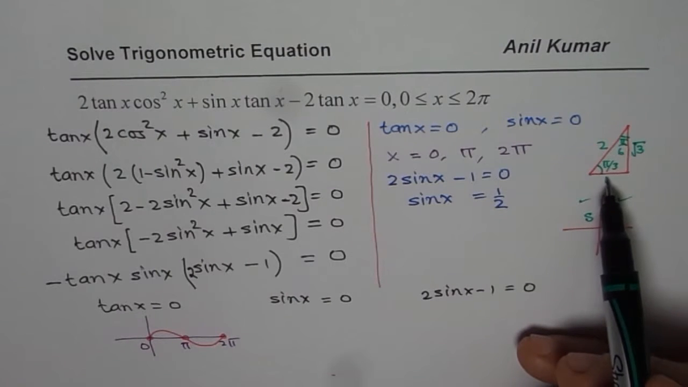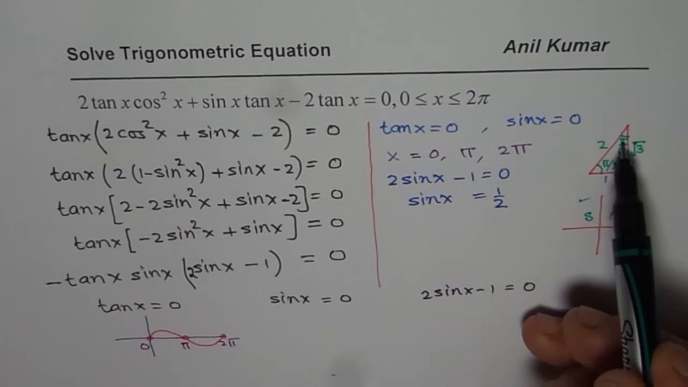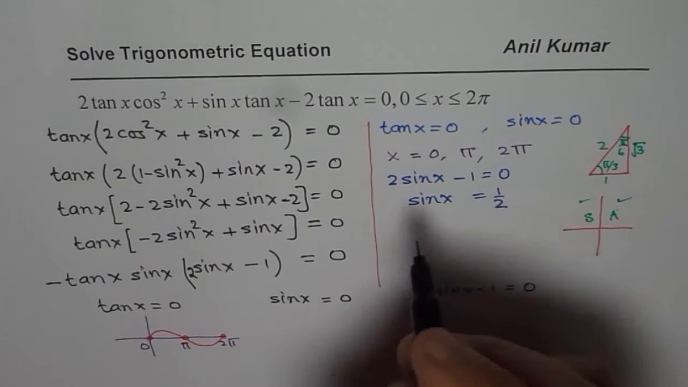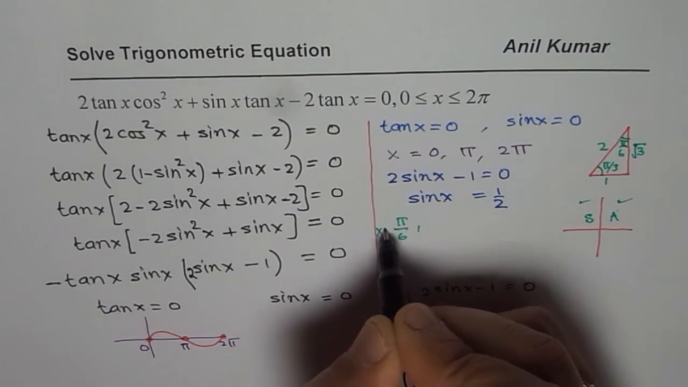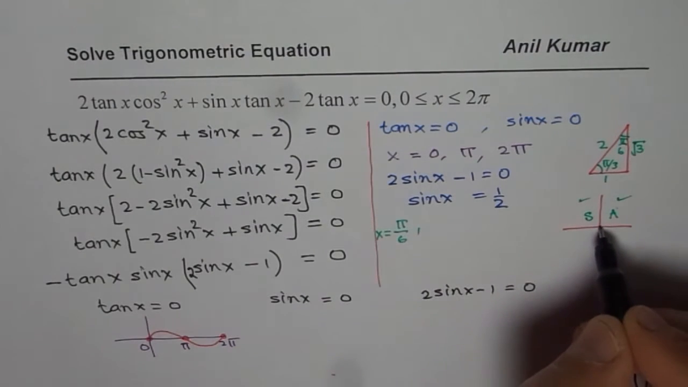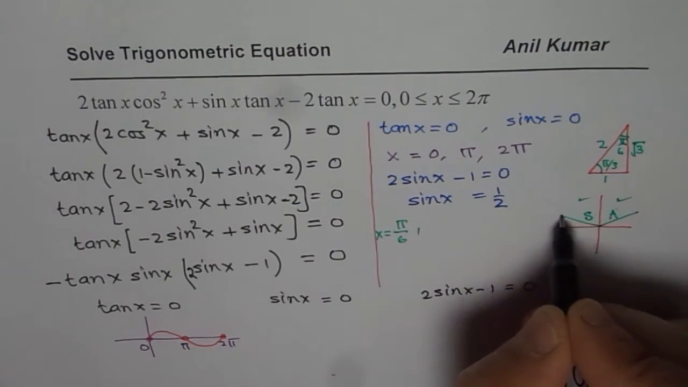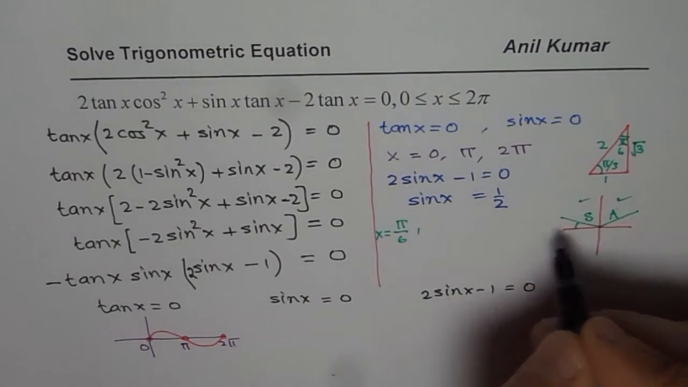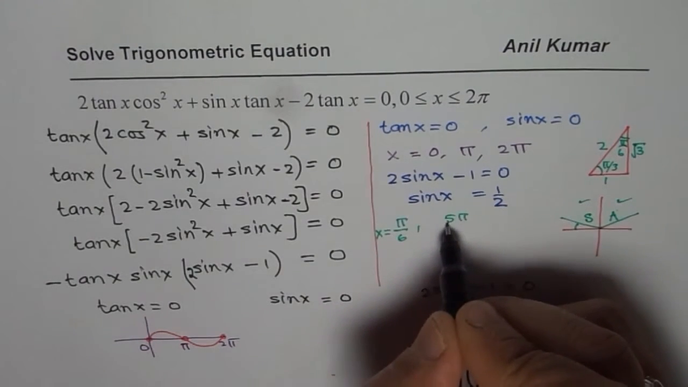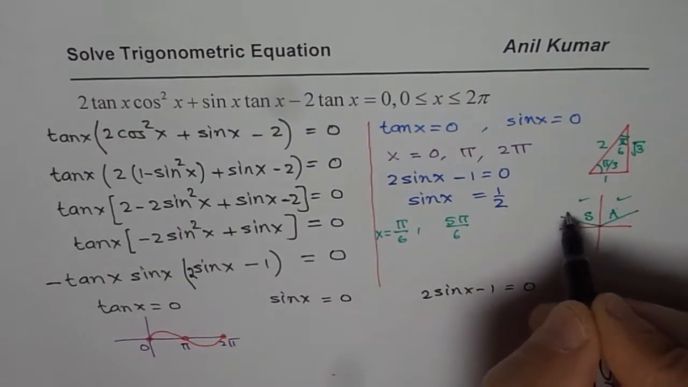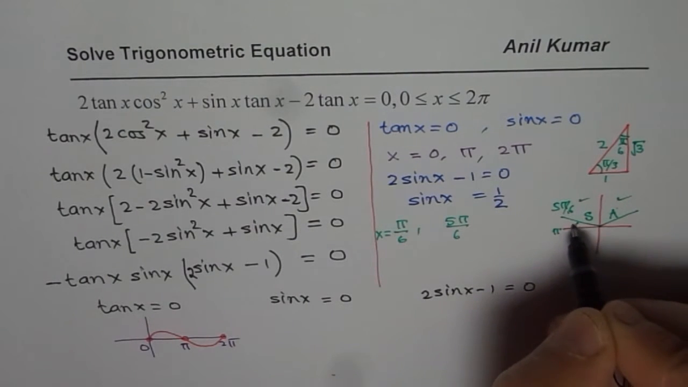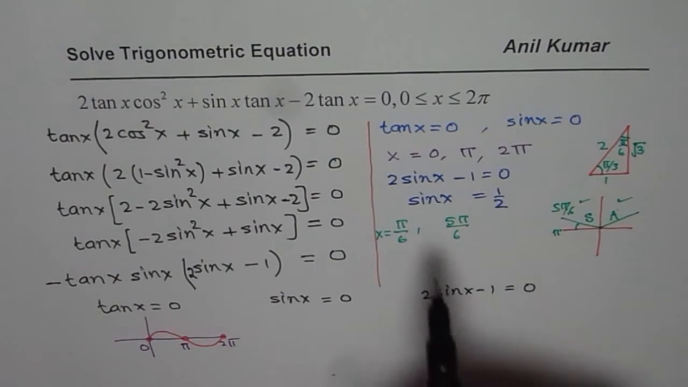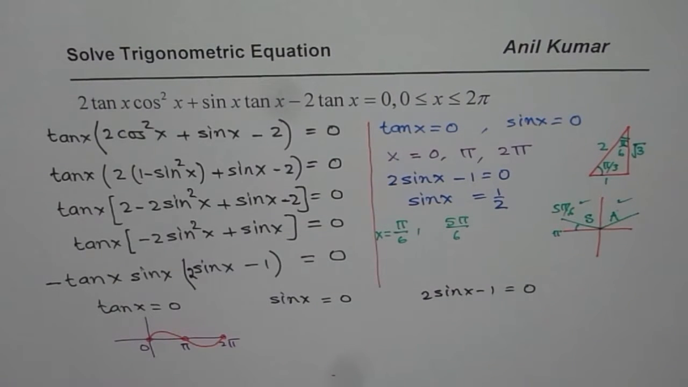Now from here you can clearly see sin x is half for pi by 6, correct? So one of the solutions is x equals pi by 6, and the other is in the second quadrant, which is 5 pi by 6. How do you get it? Pi minus pi by 6. This is pi, this is 5 pi by 6. Is that okay? That is how you get it. Now these are the solutions, correct? And I have shown you how to get them.